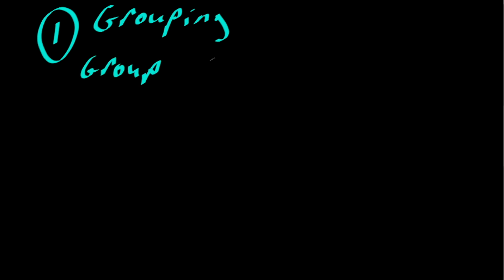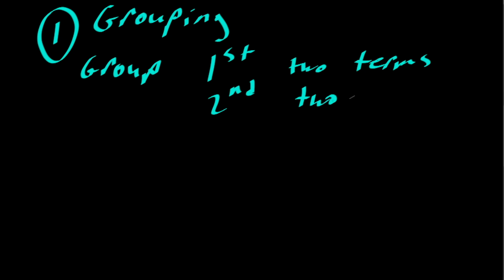So the first rule is we're going to use a method called grouping. Grouping looks like this. You essentially group your first two terms, and you also group your second two terms. All right, so there's four terms total. We group the first two and the last two.